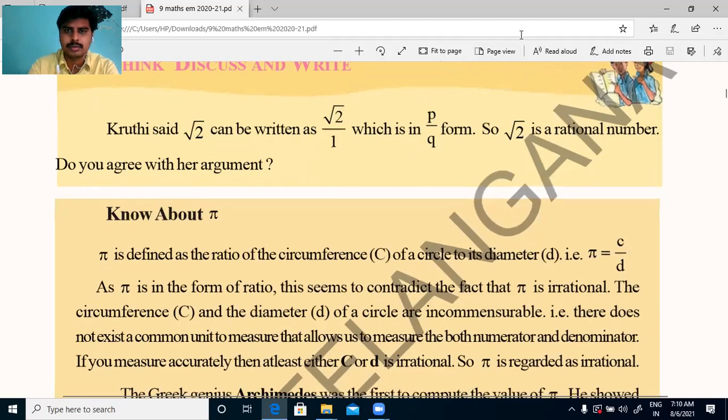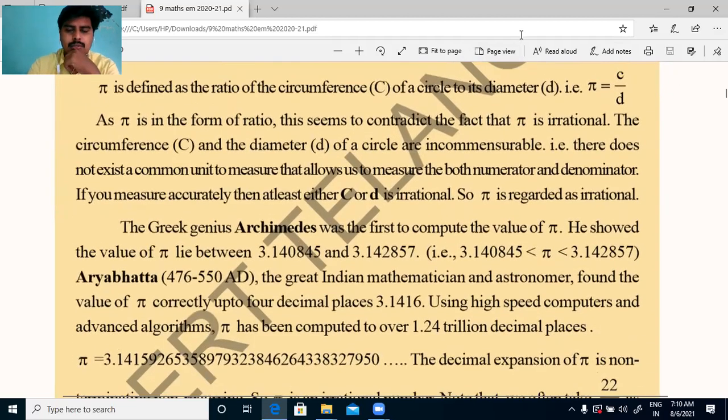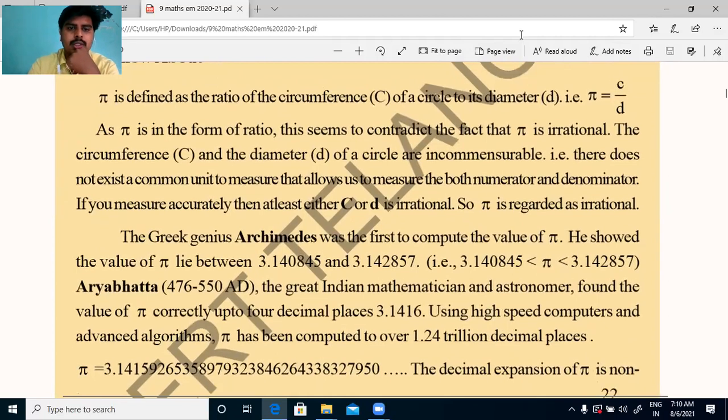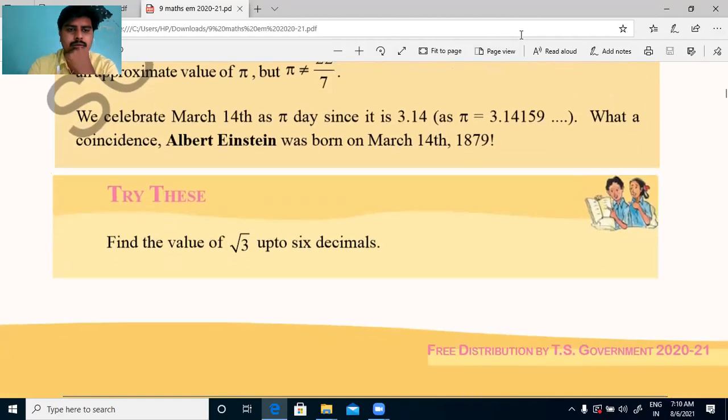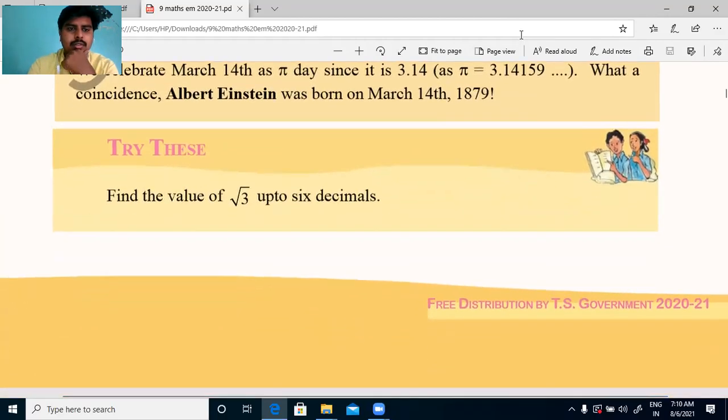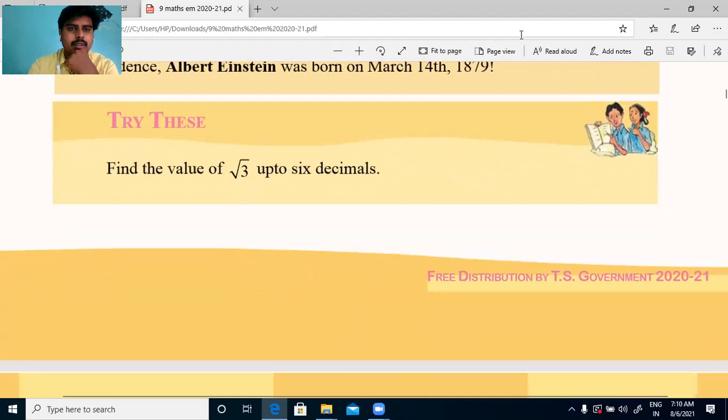Next, this is about the history of pi, Nana. Just once go through that. Find the value of root 3 up to 6 decimals. I have given it as homework yesterday.